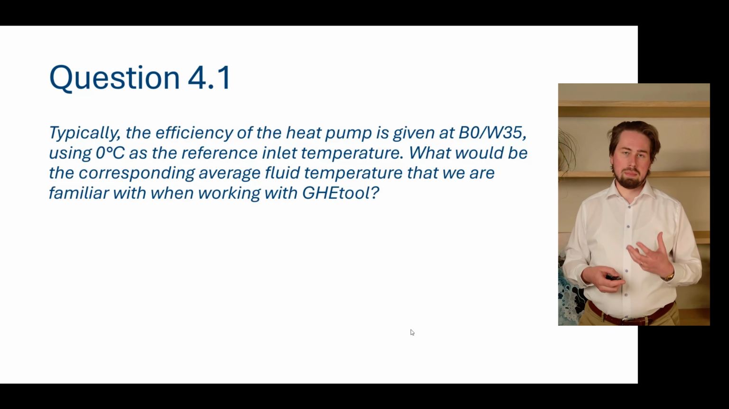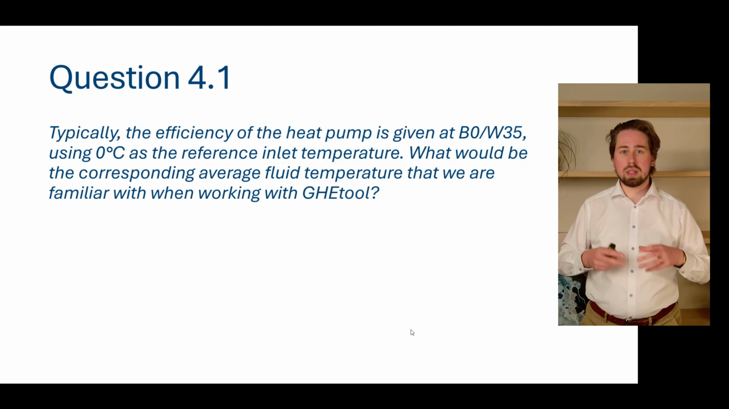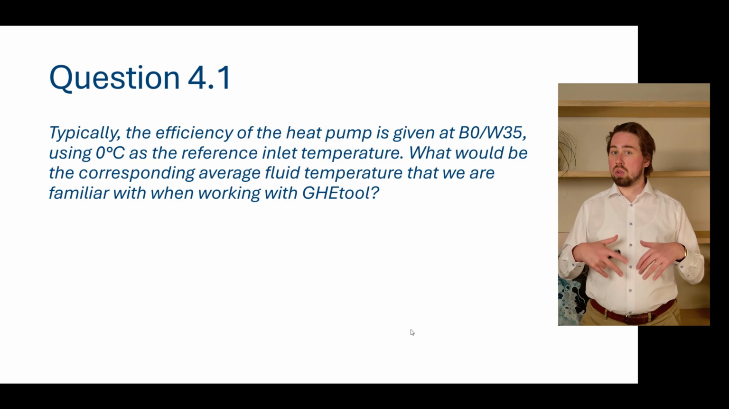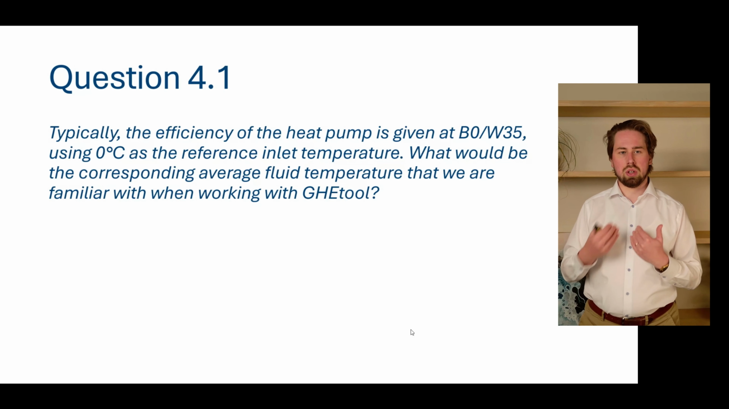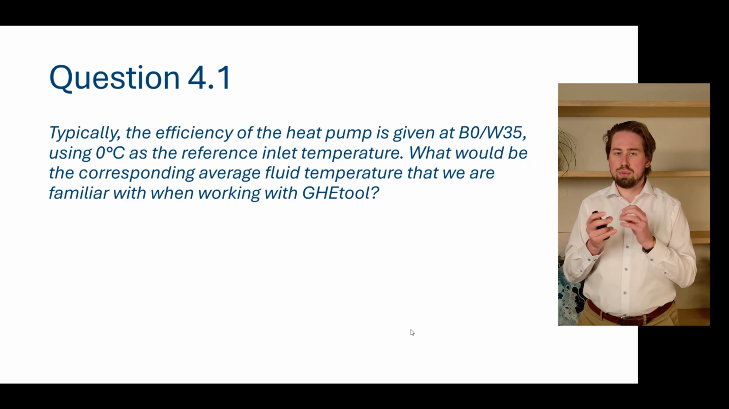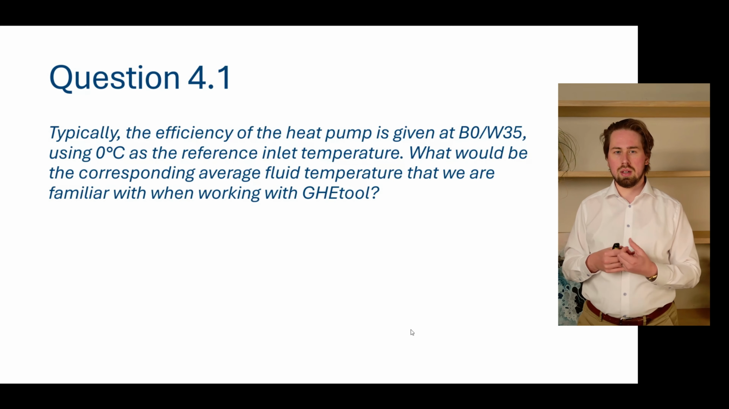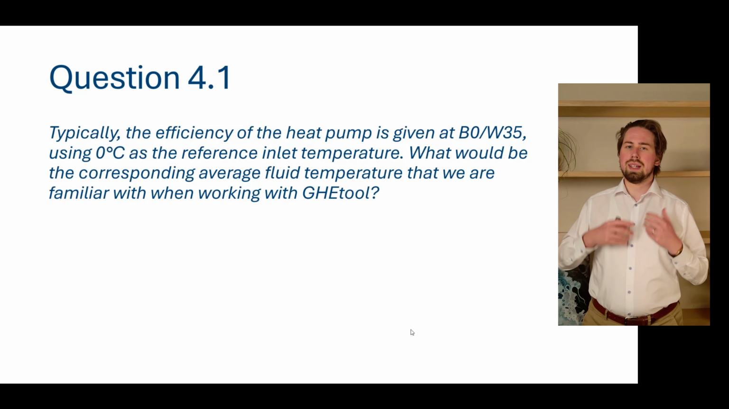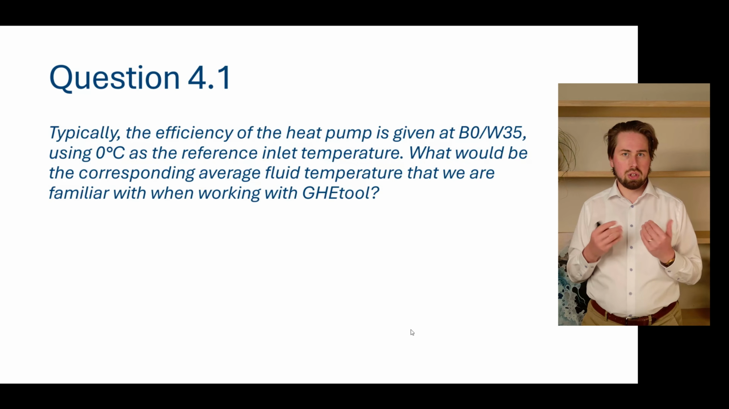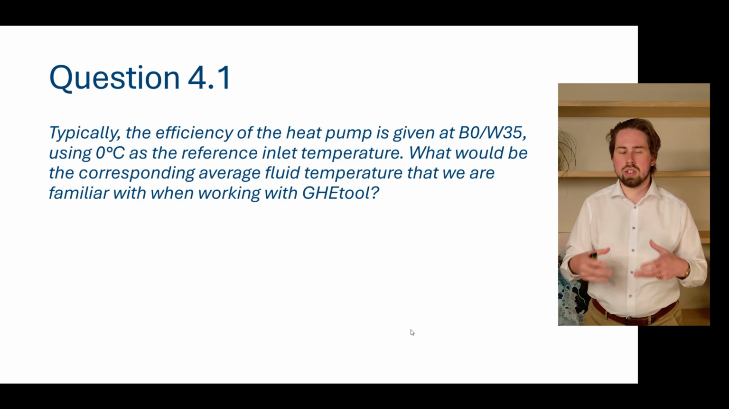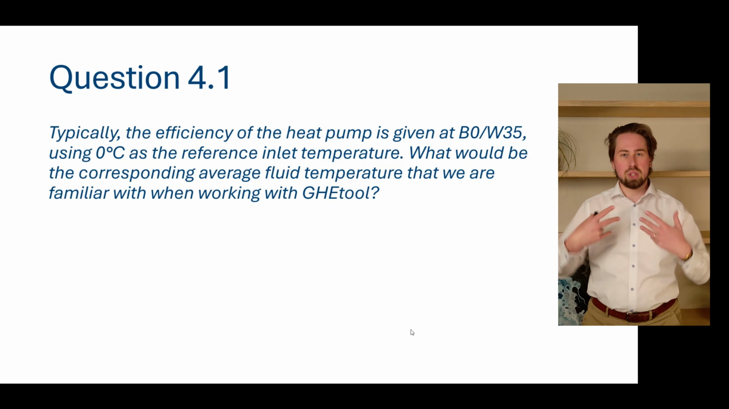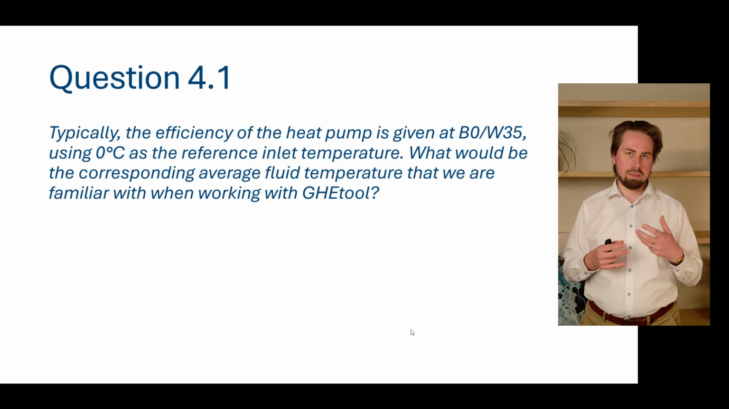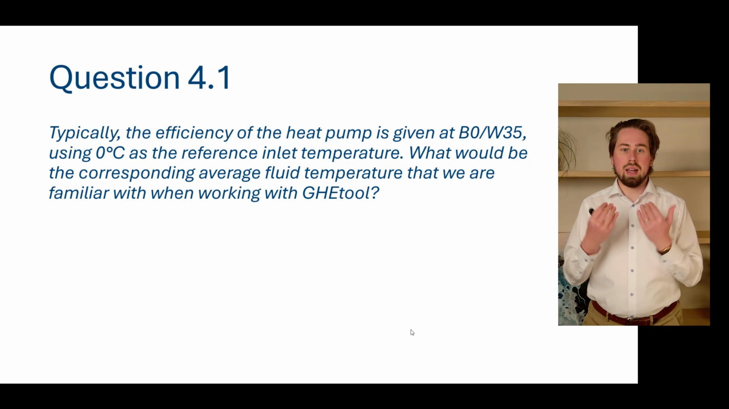Now, the last chapter talked not about variable fluid properties, not variable flow rate, but variable efficiency. And the first question was about our standard SCOP given at B0W35, where 0 degrees is the reference temperature, the inlet temperature of your heat pump. Now, the question is, if we use this B0W35 value, what would be the average fluid temperature you use in GHG? The temperature graphs are always average temperatures between inlet and outlet.